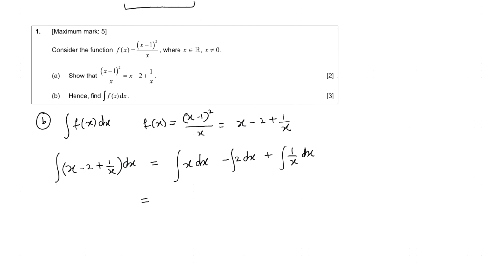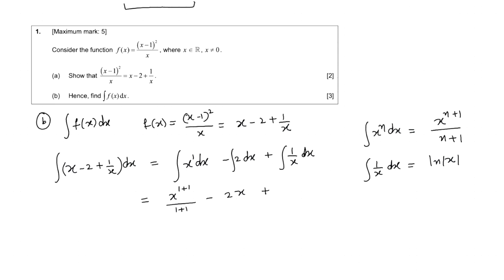Let me give you the formula for integration of x raised to n. It's x raised to n + 1 upon n + 1. And for this, it's power 1, so I can write this as x raised to 1 + 1 upon 1 + 1, minus 2. Integration of dx is x. And then integration of 1/x is nothing but ln x.